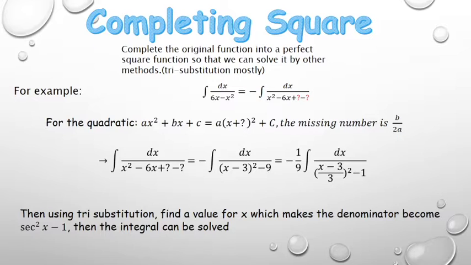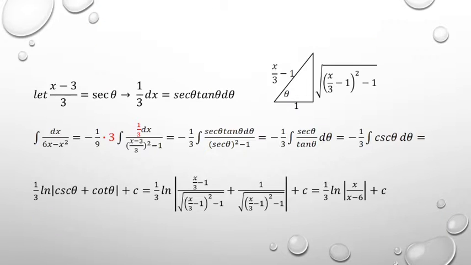And that equals negative 1 over 9 times integral of dx over x minus 3 over 3 squared minus 1. And here we can use trigonometric substitution to find a value of x which makes the denominator become secant squared x minus 1. Then the integral can be solved. To let it equal secant squared theta minus 1, we have to let x minus 3 over 3 equal secant theta, and therefore 1/3 of dx equals secant theta tangent theta d theta.